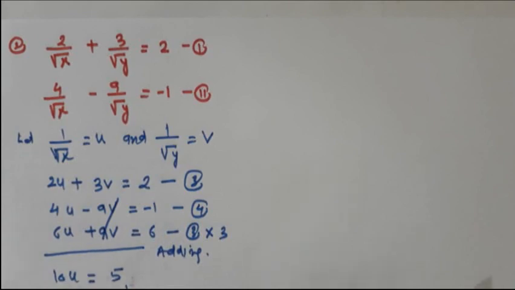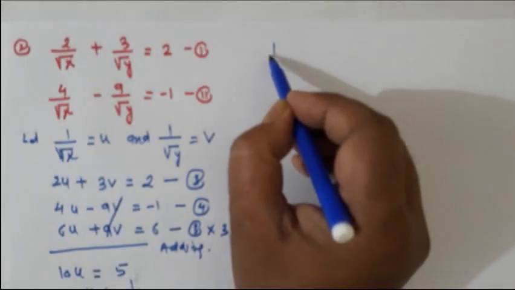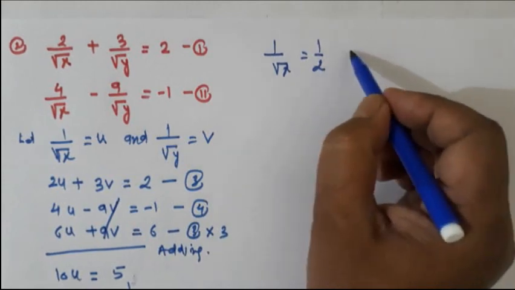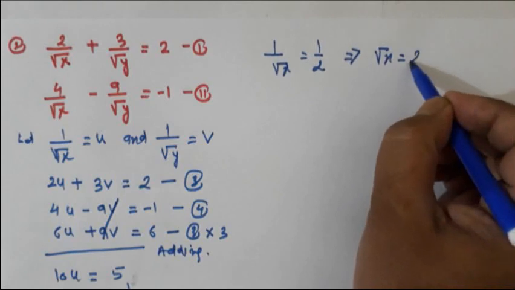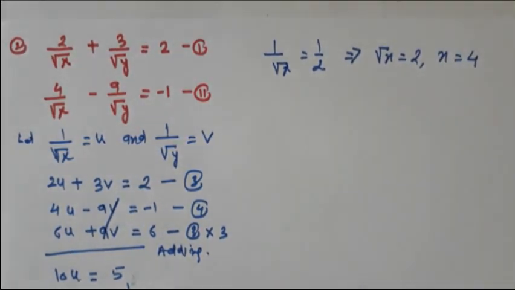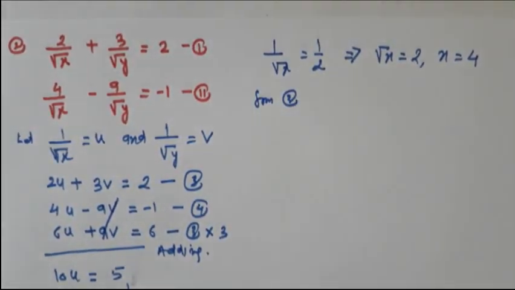Then u is equal to 1 upon 2, and u was supposed to be 1 upon root x. Then we have 1 upon root x is equal to 1 upon 2. So after comparing, root x is equal to 2 and x is equal to 4. So x equal to 4. Now this value of u we have to put in the third or fourth equation. So suppose from this third one, u is equal to 1 upon 2.